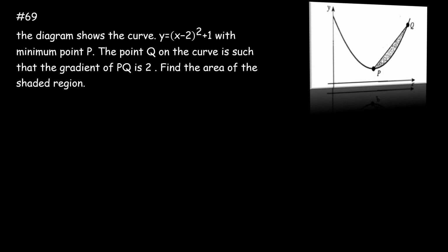Question 69. Okay, we've come to the applications of integration section, which is actually at the end of each section in this video. So here we have the diagram shows the curve y equals x minus 2 all squared plus 1 with a minimum point at P. The point Q on the curve is such that the gradient of PQ is equal to 2. Find the area of the shaded region.